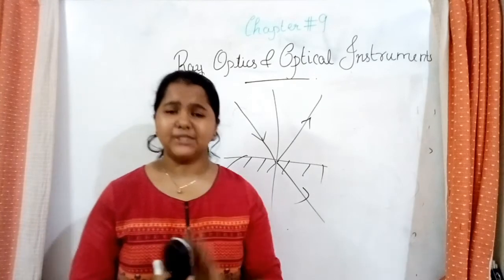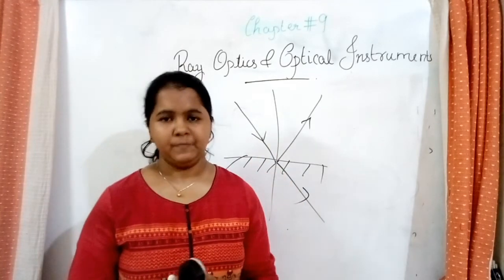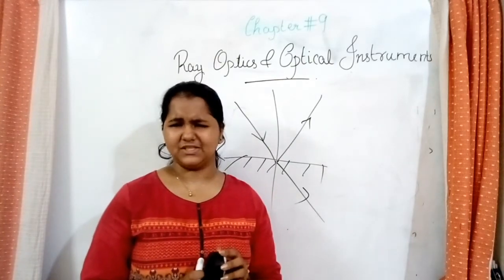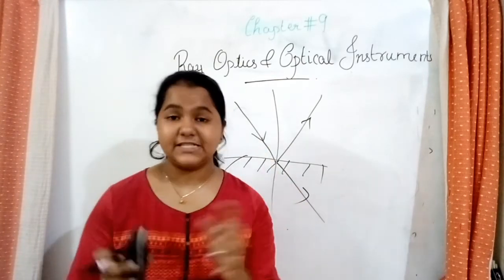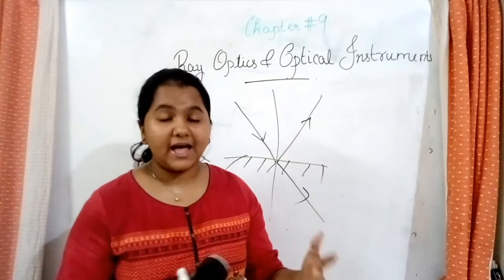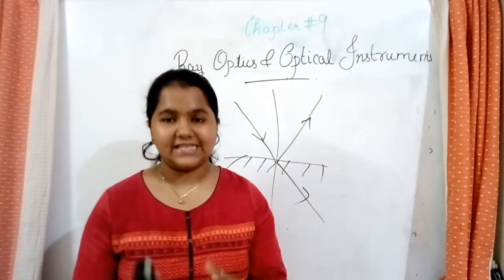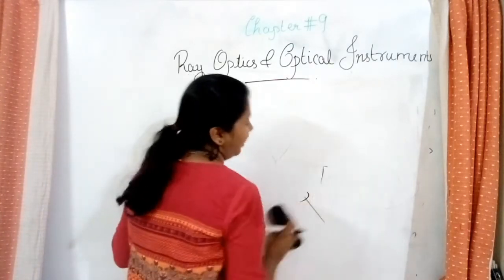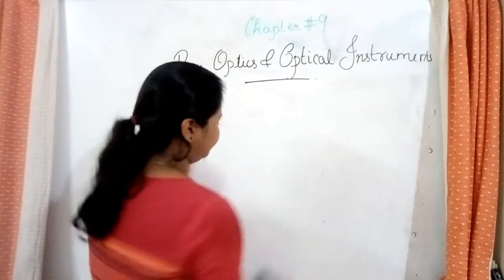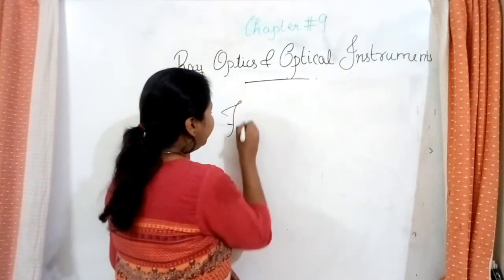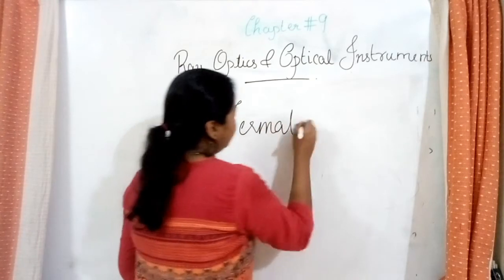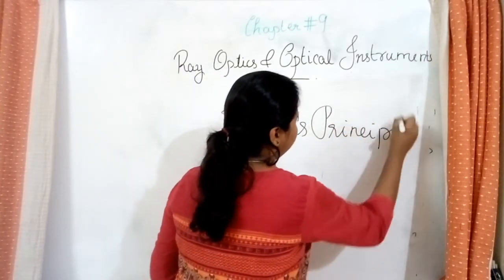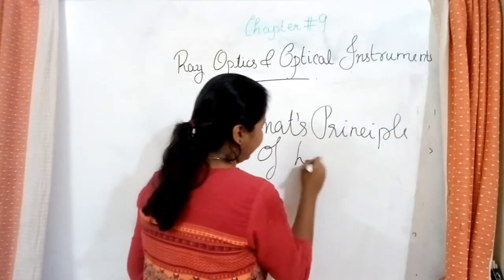So, let me conclude by stating one more law. Fermat's principle of least time. We have always heard about this. What is that? This is a principle that helps us to prove that rectilinear propagation of light is actually true. So, we'll prove that and then let's say a stop for today's session. So, Fermat's principle of least time.